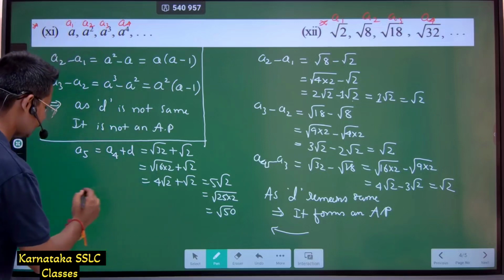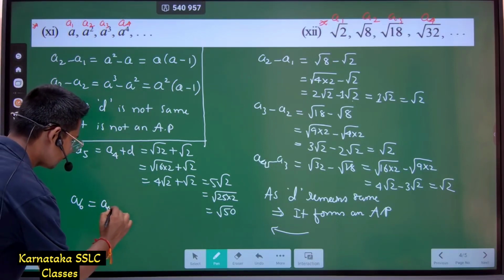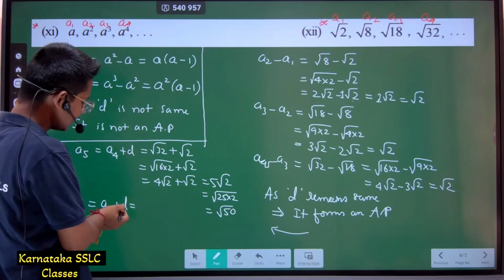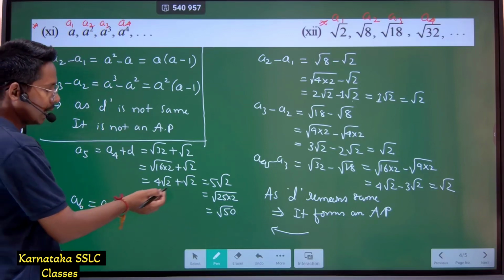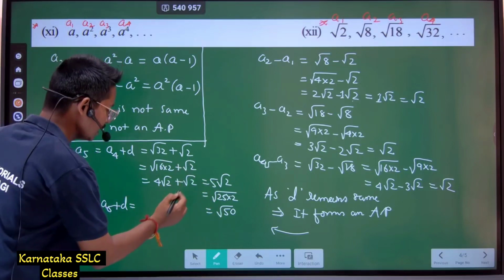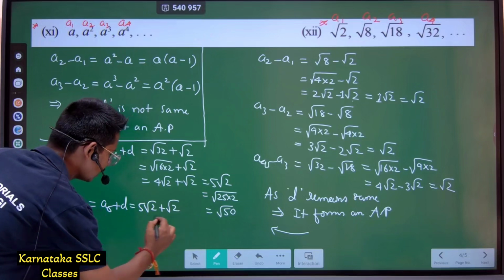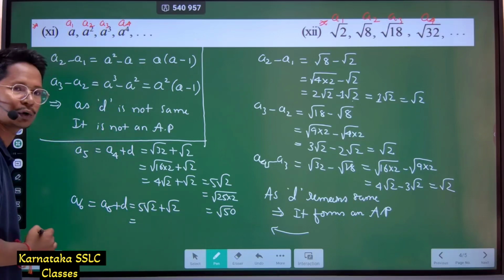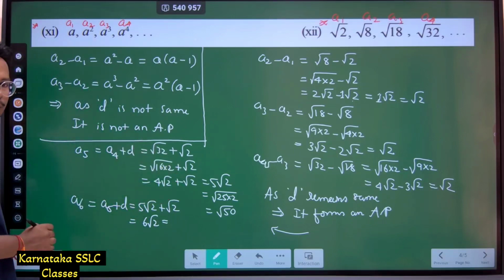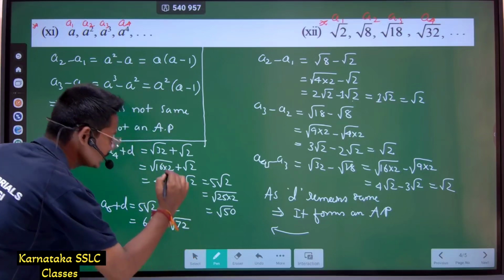Okay, similarly, A6 is A5 plus D. What is A5? We got root 50, but as D is root 2, I'll express root 50 in terms of root 2. So root 50, I'll write as 5 root 2, plus common difference root 2. Again like terms. 5 root 2 plus 1 root 2, 6 root 2. And if I take 6 inside the root, I have to square it. 6 squared is 36. 36 into 2, root 72.